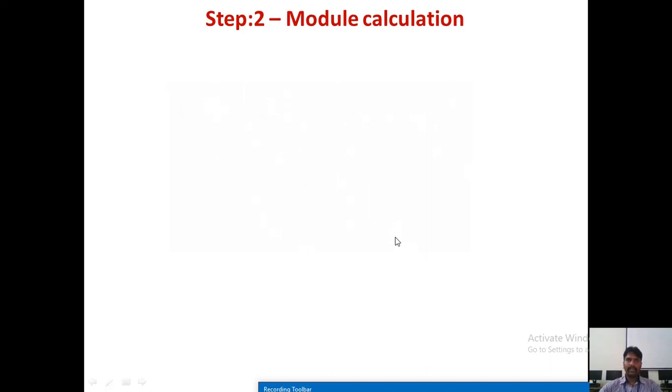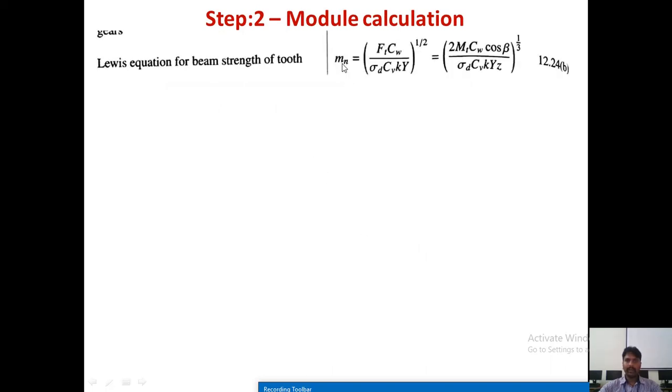Second step, the module calculation. To calculate the module, the equation is not the same as in the case of spur gear, due to the helix angle. The normal module is given by 2 Mt Cw cos beta divided by sigma d Cv K y Z whole to the power of 1 by 3. In this equation, two new parameters are introduced, the Cw and the beta. Beta is already given in the problem, the 23 degree helix angle, and Cw we need to take from the table based on the given condition.